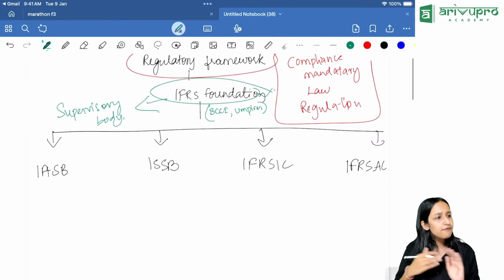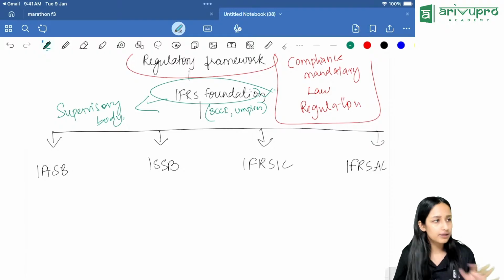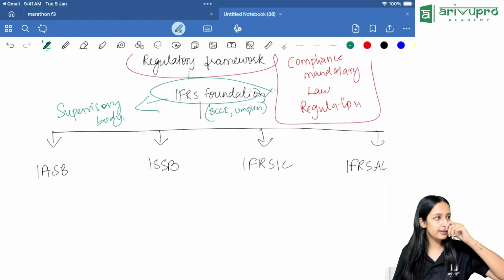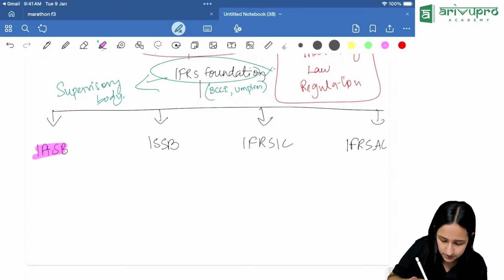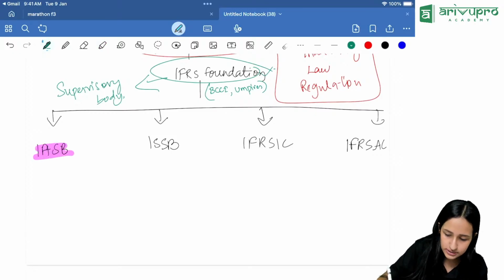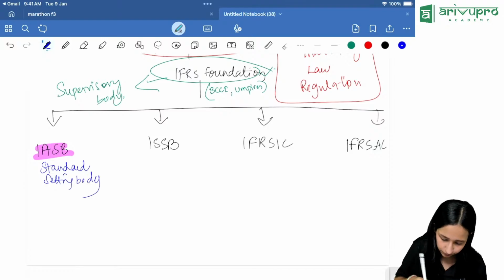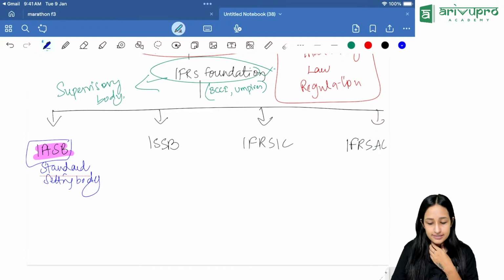So they deal with everything else. They deal with the funding of the organization. Basically, whatever is needed in the whole IFRS body, they take care of it. Now, under IFRS, we have something called IASB. What is IASB? IASB is the standard setting body, the International Accounting Standards Board. IASB is the body that sets standards.